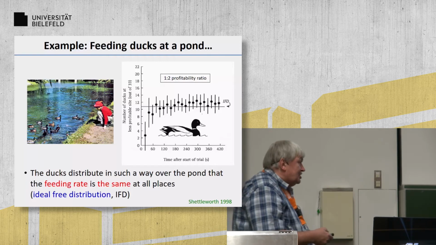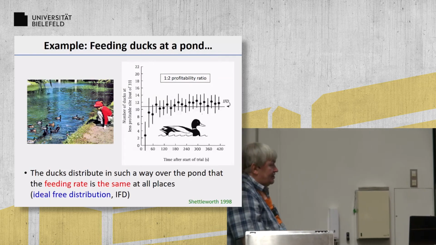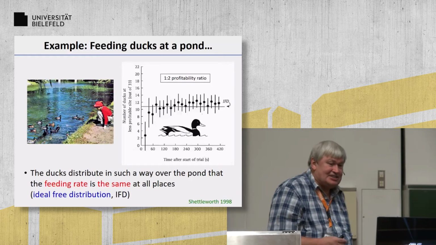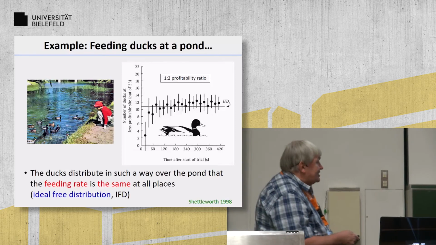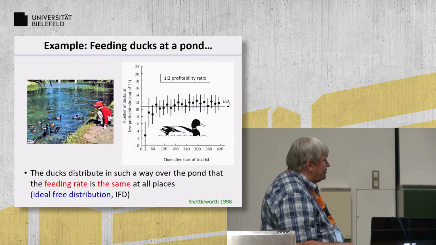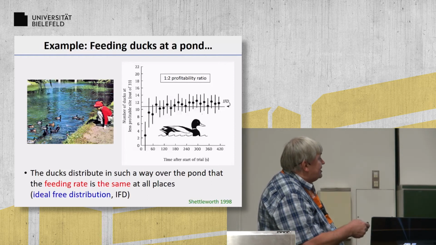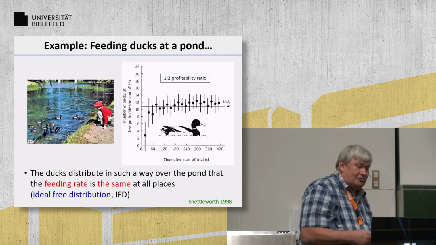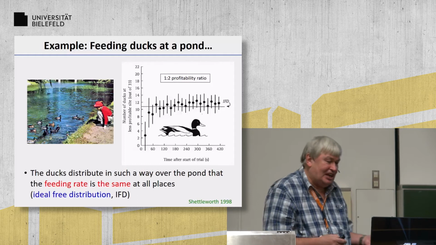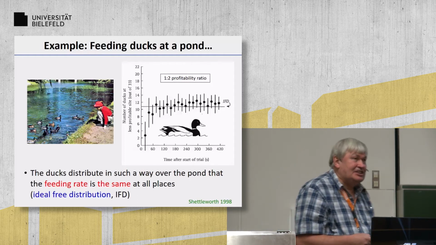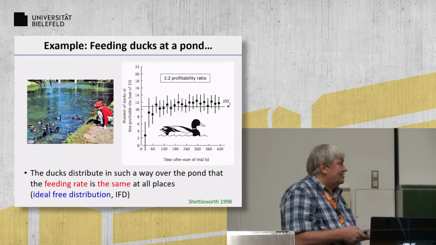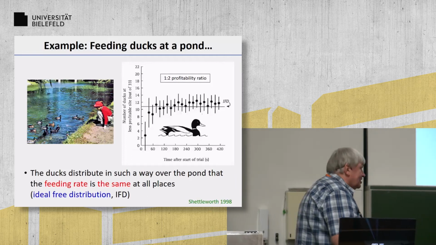So basically the prediction from evolutionary ecology, it's kind of a game theoretical prediction, is that the ducks should distribute in such a way over the pond that the feeding rate is the same at all the feeding places that they have. To be concrete, this is an experiment by Shuttleworth already from 1998. In this case, she had 33 ducks. On one side of the pond, she only threw in something like one piece of bread every 10 seconds. And on the other side of the pond, she let the students throw in bread every 5 seconds. So in other words, one side was twice as profitable as the other.